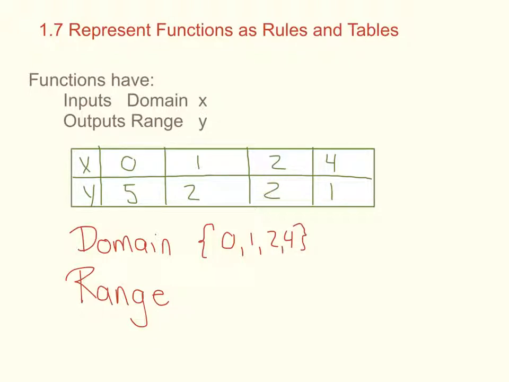Then I'm going to go ahead and list my range. And my range are the y values. So again, I'm putting them in order from least to greatest. I have two 2s, but I'm only going to write it once. And that's identifying the domain and the range.